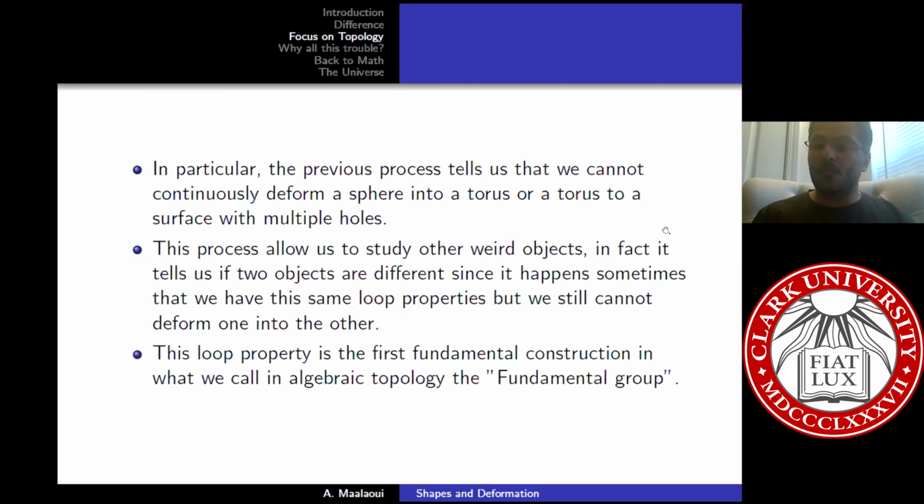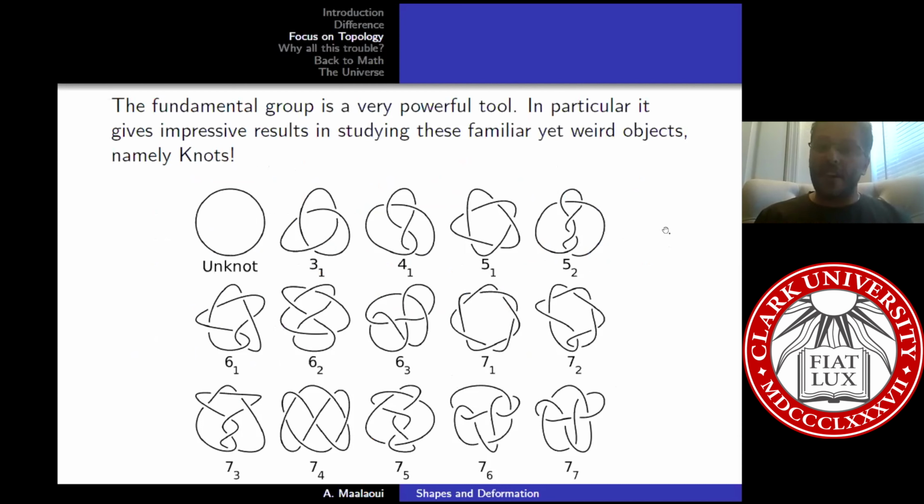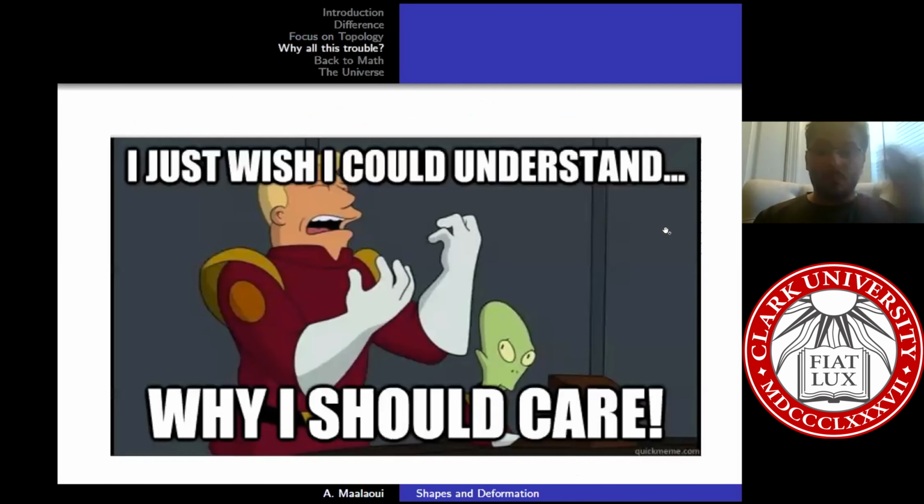Why do we care about this fundamental group? Because it's a very powerful tool. In particular, it gives impressive results in studying these familiar yet weird objects, namely the knots. Okay, and here basically, if you take something and you knot it in two different ways, you want to distinguish if one knotting way can be deformed to the other one or not. Okay? But the natural question you might ask is, why should I care about this? You know, I'm not doing math. I don't really care about knotting and unknotting, you know, unless I'm a Boy Scout or something. Okay?